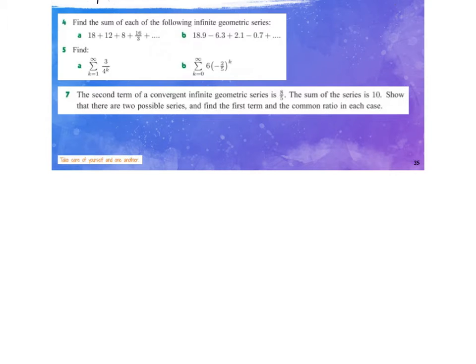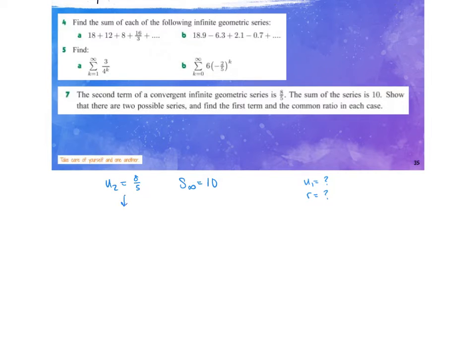Right, number 7. The second term of a convergent infinite geometric series is 8/5. The sum of the series is 10. Show that there are two possible series and find the first term and the common ratio in each case.